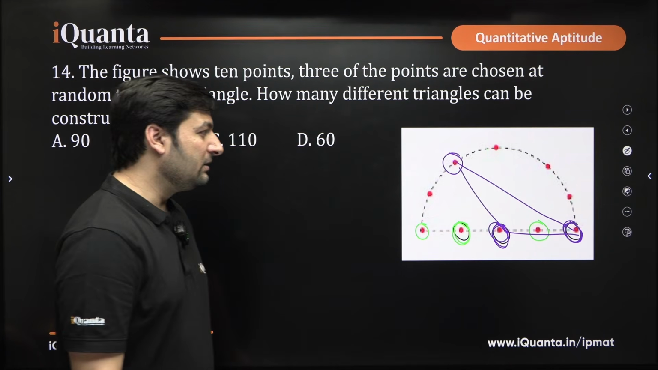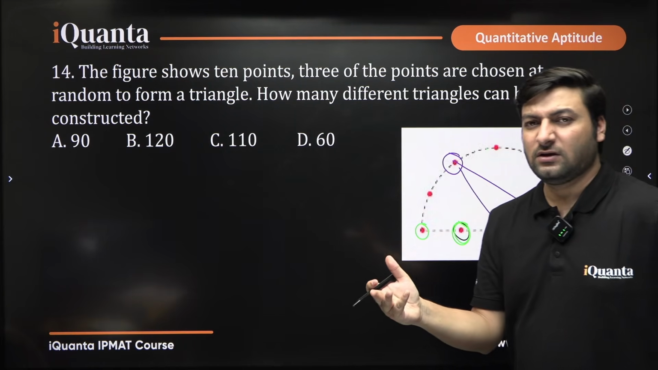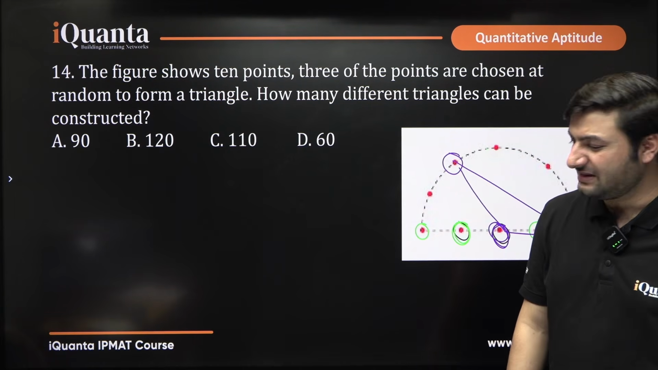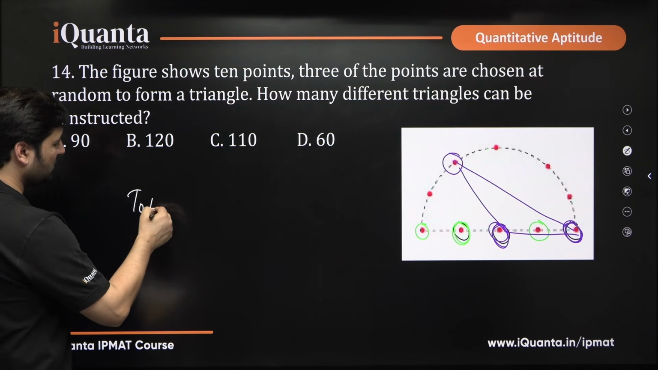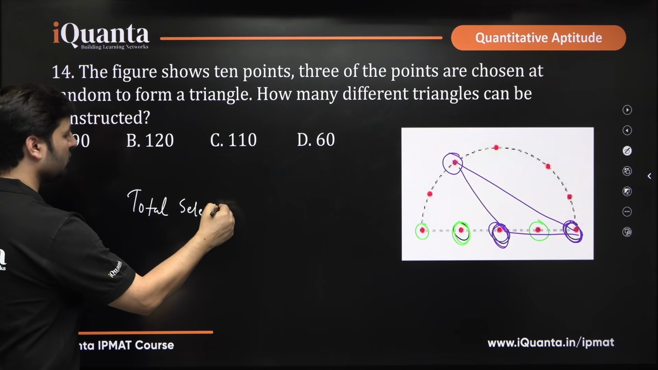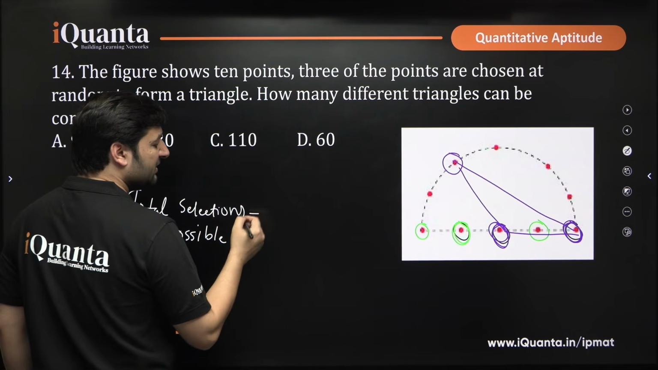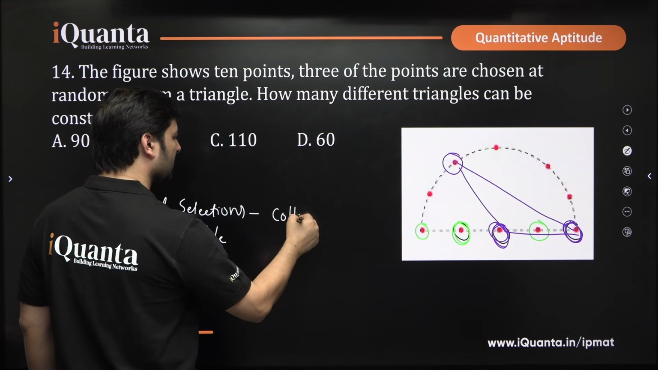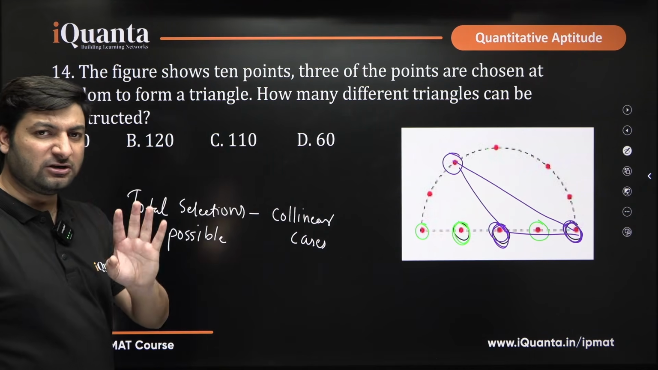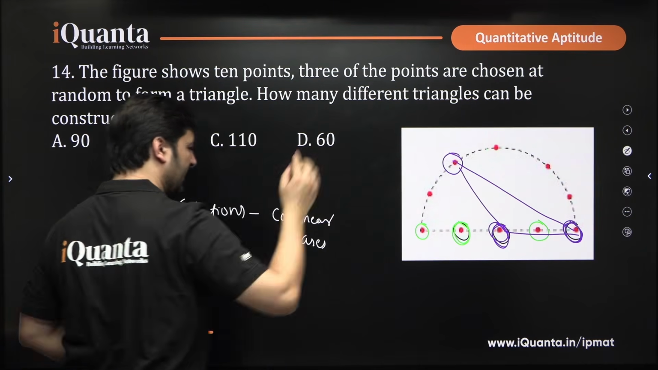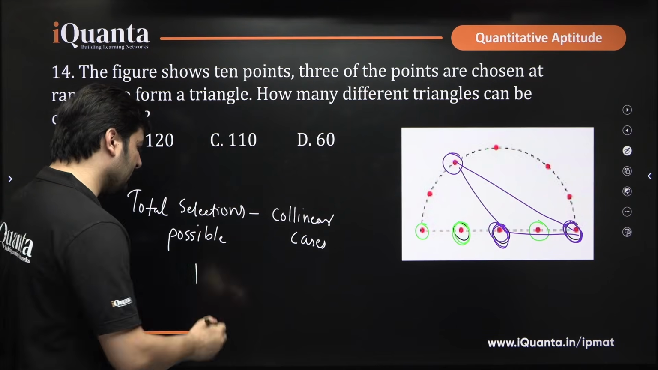So always remember, whenever you have such questions where you are given a couple of non-collinear points and a couple of collinear points, what you have to do is, from the total selections possible, or the total number of ways, you always have to deduct the collinear cases. To form a triangle, we need 3 points. How many points did we have in total? We had 10 points. To make a triangle, we need just 3 points, not 4. Exactly 3 have to be chosen.